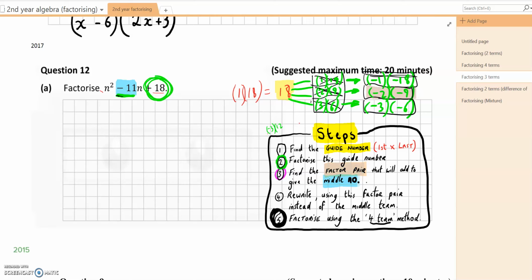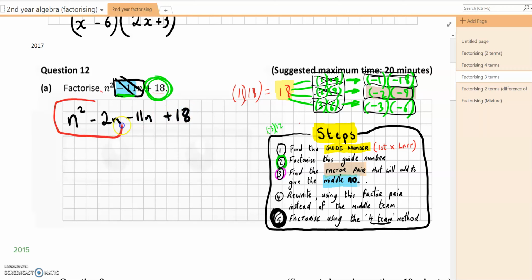So I need to rewrite this now as n squared. I'm not going to use minus 11n anymore. That's gone. Instead, I'm going to use minus 2n minus 11n. And then the plus 18 at the end stays the same. And now I continue on factorizing, step 5, using the 4-term method. So what's in common here? N. N minus 2.